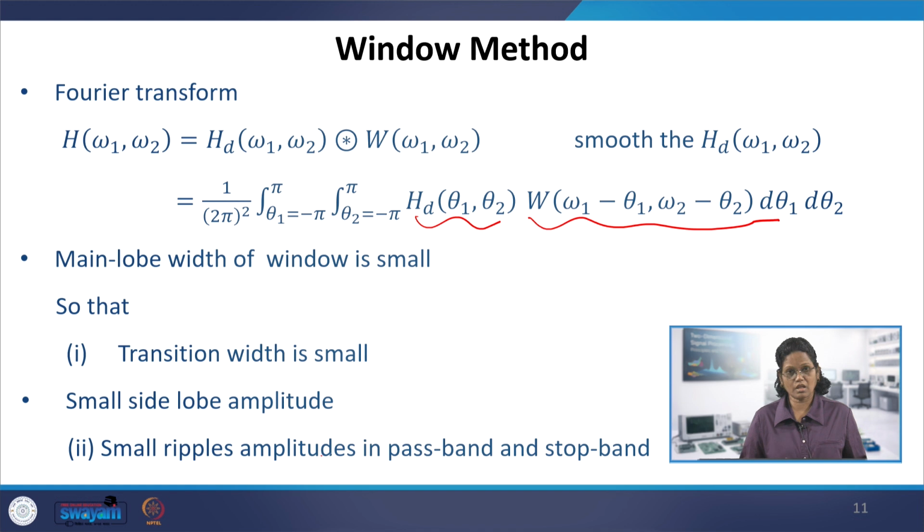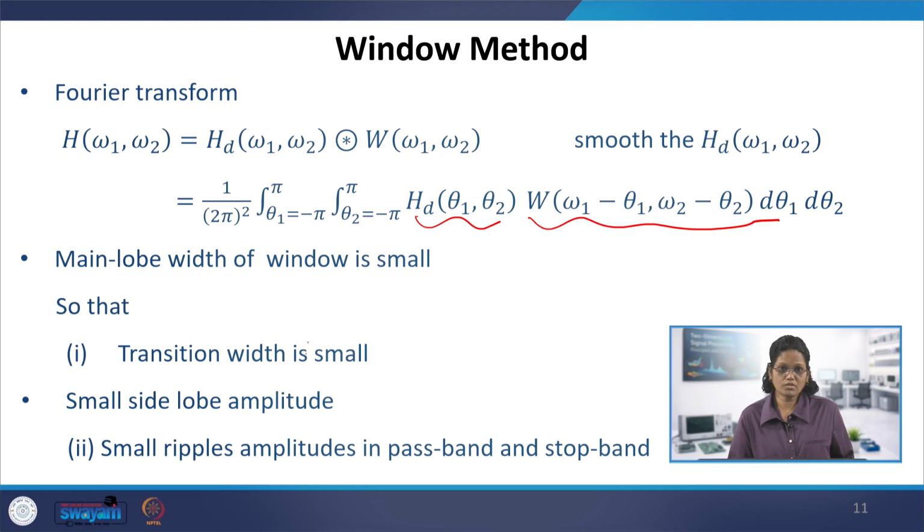The small ripples in amplitude in the passband and stop band are due to the small side lobe amplitude, that is, due to the smoothened response of the window function. Hamming, Hanning, Blackman and Kaiser all give better side lobe properties compared to the rectangular window, but the rectangular window has sharper main lobe characteristics.